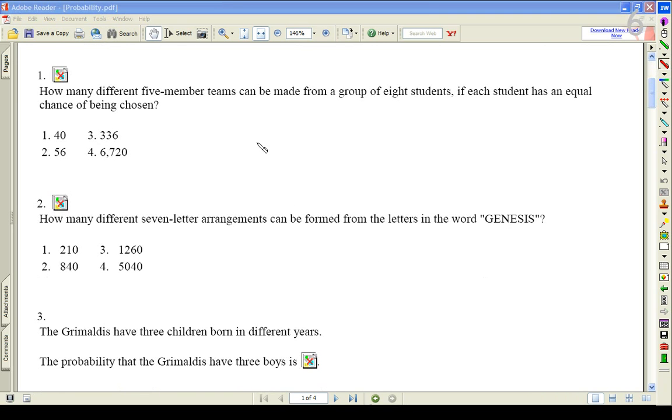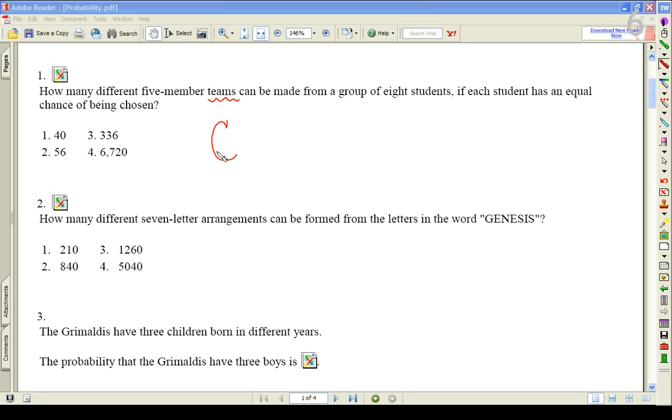Let's take a look at number 1. Number 1 says, how many different 5-member teams can be made from a group of 8 students if each student has an equal chance of being chosen? Now, for this problem, the key word here is teams. When selecting a team, order doesn't make a difference. So, I'm going to use a combination.